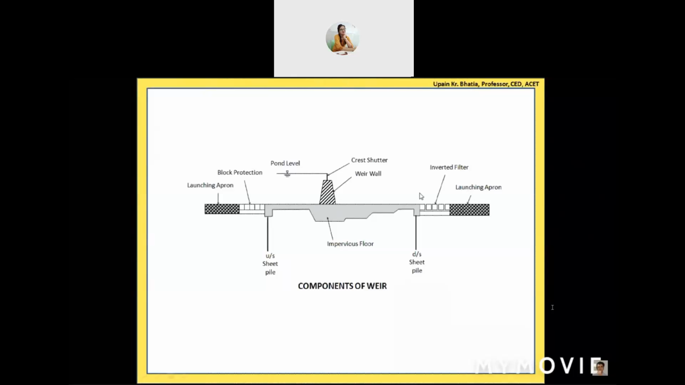But definitely there is a difference between water levels on the upstream as well as the downstream side of this weir wall. Okay, so in this particular situation, when there is no overflow, water is stored up to the top of this crest shutter, and it is maintained up to this pond level, and there is no water on the downstream side. So the larger the water depth, the more pressure is exerted on the bed of this floor, on this block protection, launching apron, and here the river bed also.